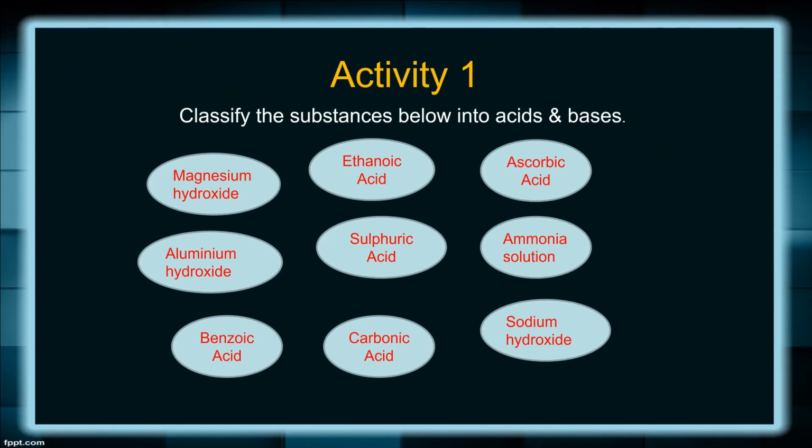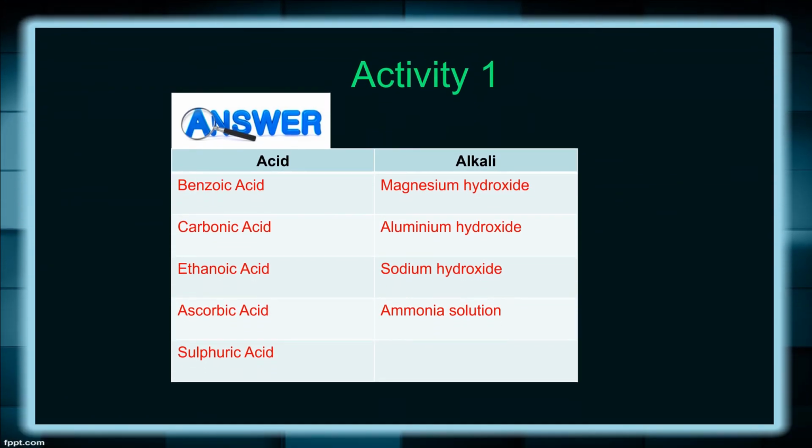Activity 1. Classify the following substances below into acids and bases. Upon completion, you may check your answers. Here are the answers for activity 1.